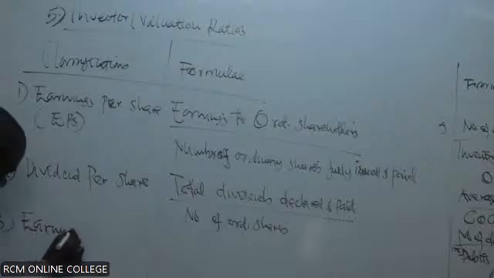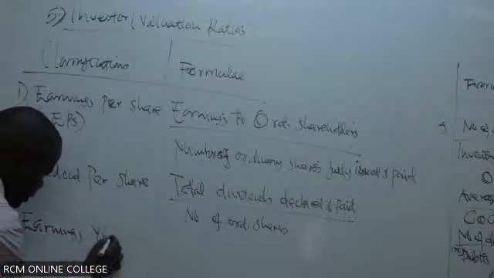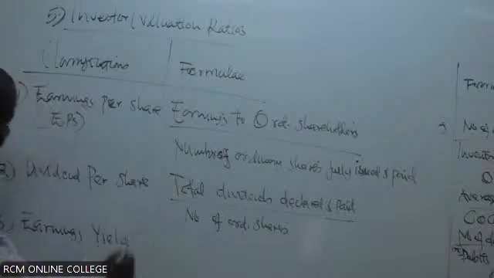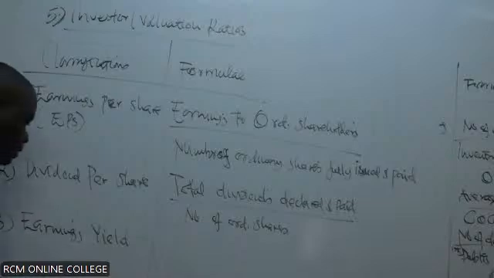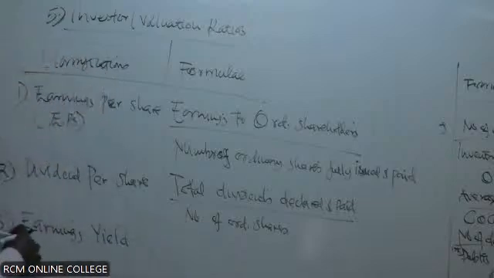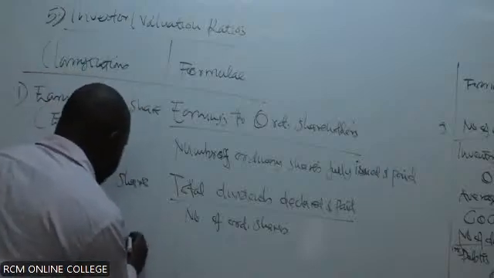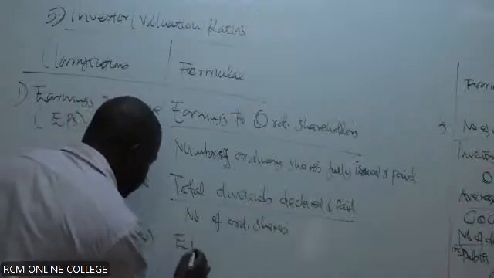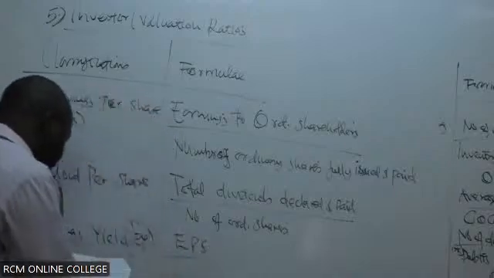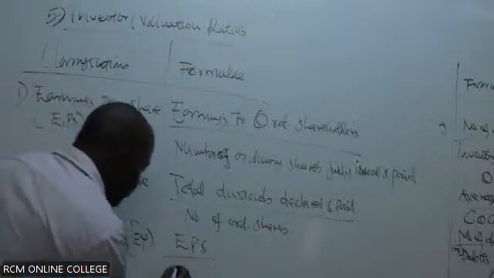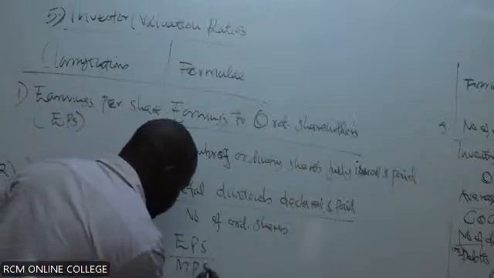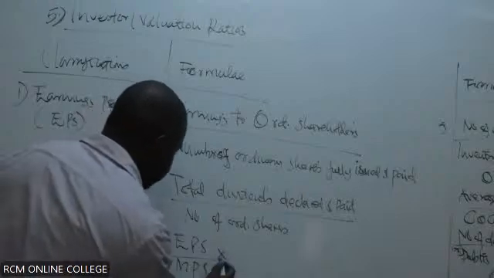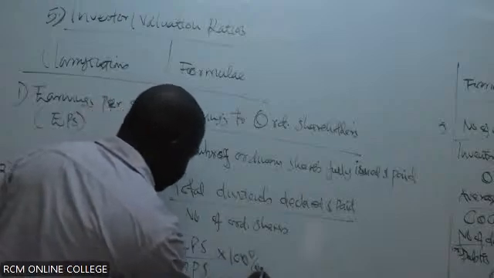Earnings yield. The formula for earnings yield, sometimes referred to as EY, is earnings per share divided by market price per share, multiplied by 100%.